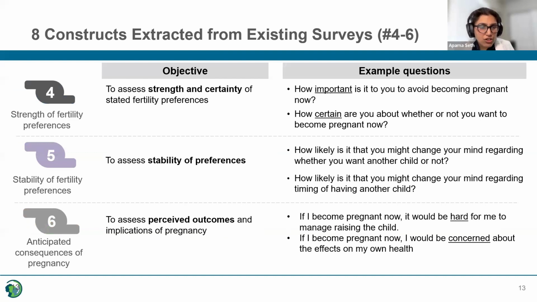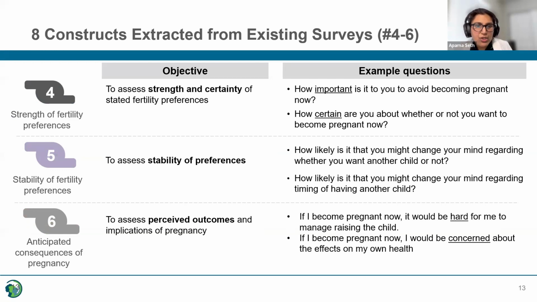Going on to the fourth construct, this was around assessing strength or certainty of the stated fertility preferences. For instance, asking questions such as how important is it to you to avoid becoming pregnant now, or how certain are you whether you want to become pregnant or not.